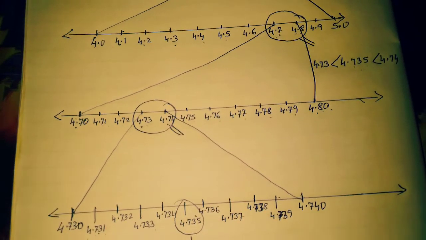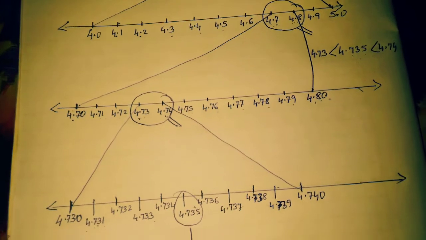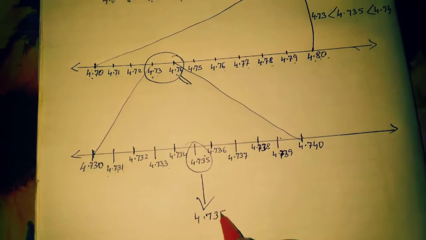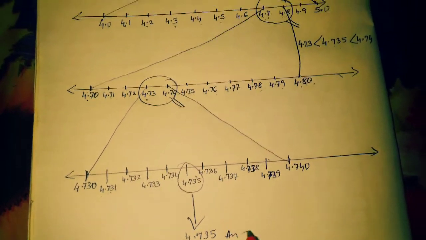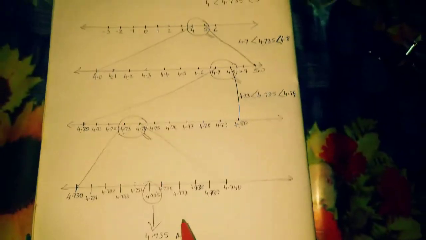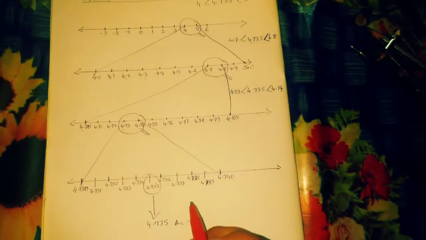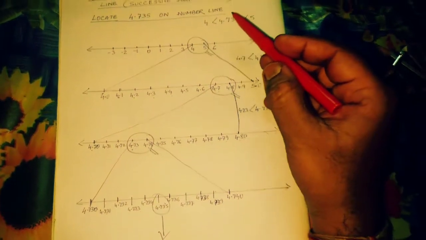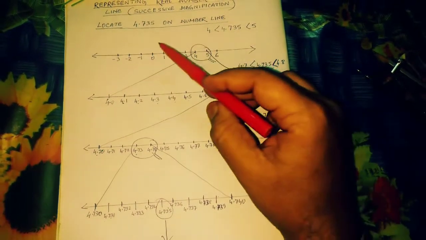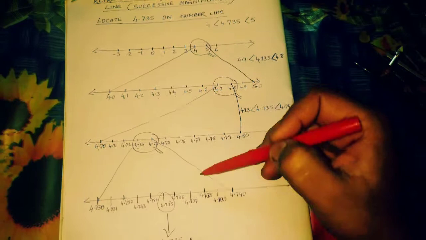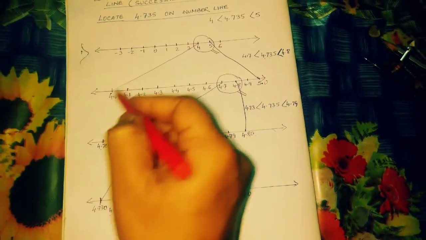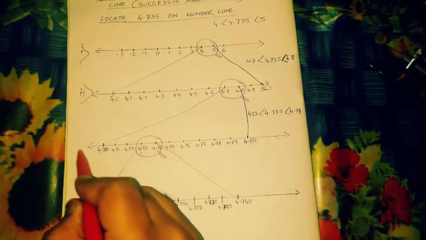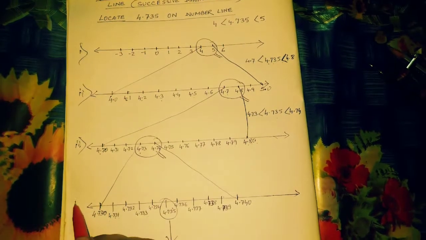So this is the answer over here, that is 4.735. So this way we draw this in the magnifying glass with the help of successive magnification to locate 4.735. This way all the steps are coming. This is step 1, this is step 2, this is step 3 and this is step 4.